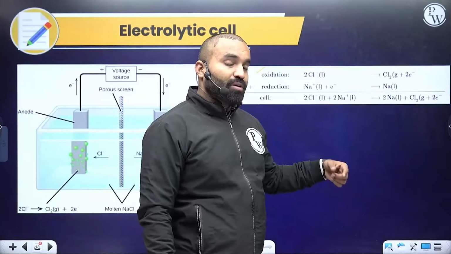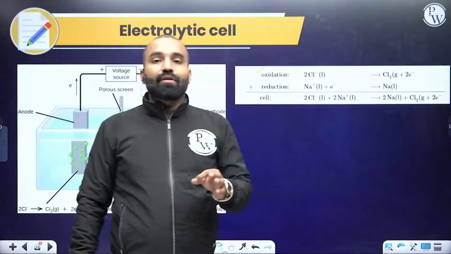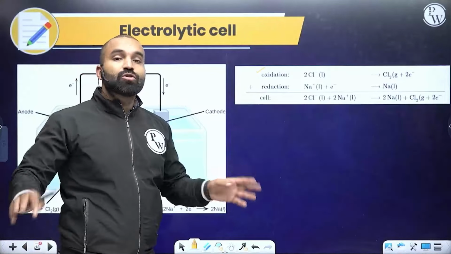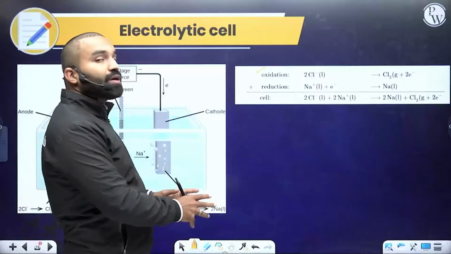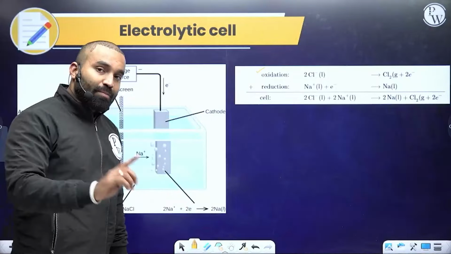Now when you react sodium with water, you will obtain NaOH. Very important reaction, NaOH and Cl2, both useful materials, can be made by just doing electrolysis of molten NaCl. Clear everyone? Shall we proceed?